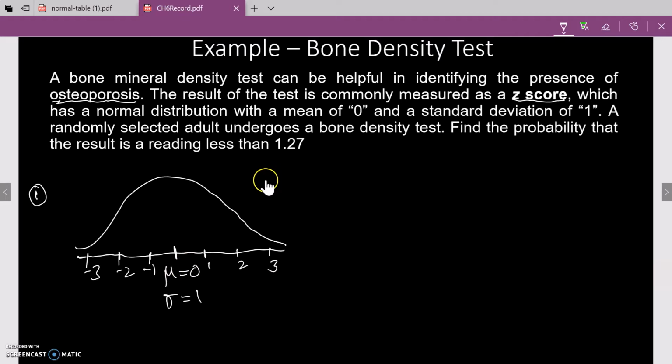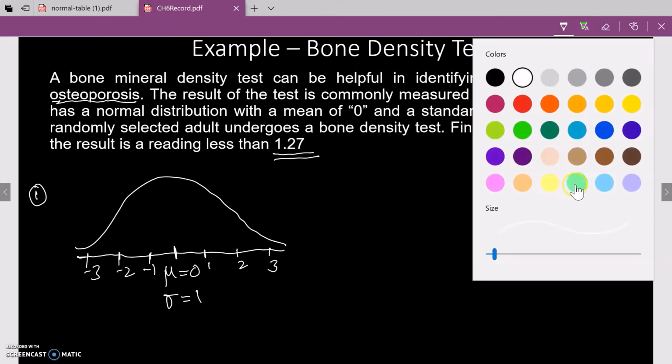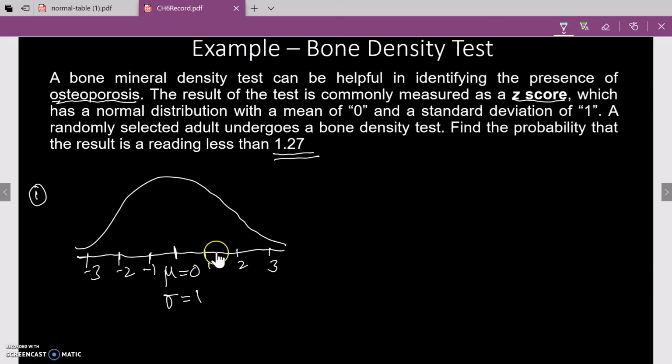In the second step, you are supposed to indicate the value of your interest. The value which I am interested in is 1.27. This is the value I'm going to locate on this graph. Let's see, where is this value? 1.27 will be somewhere here. I hope you understand that. Once you have located this value, 1.27, you build a wall like this.